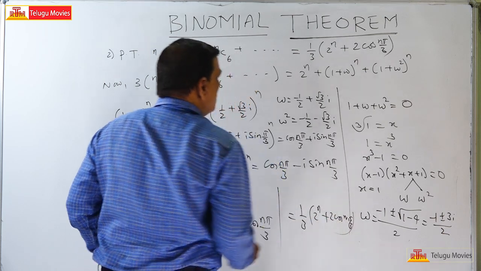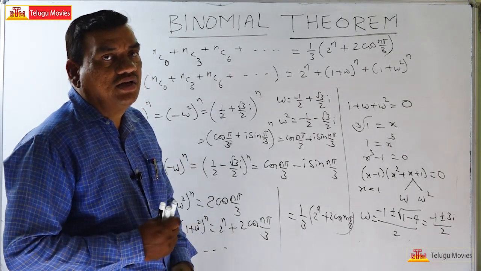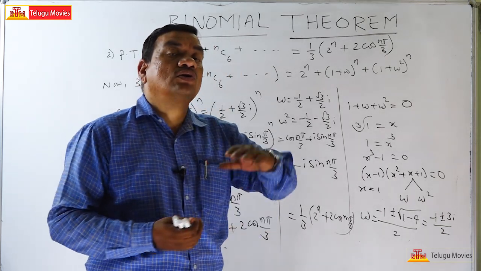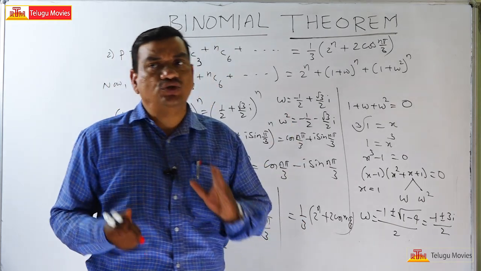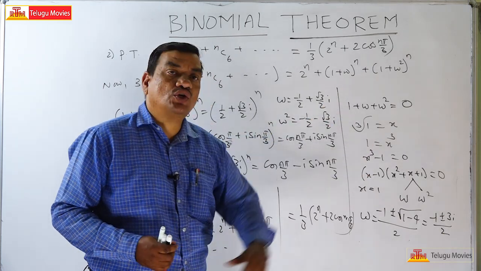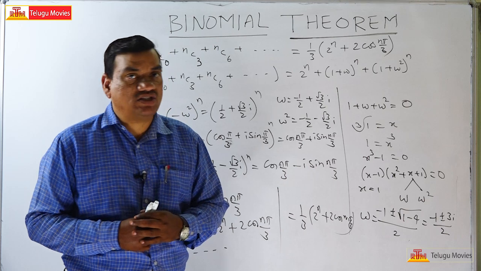See here, students, this type of problem you get in our JEE Mains exam. So this is a problem of both complex numbers and the binomial theorem. To solve this problem, you should have complete knowledge of cube roots of unity, omega square, binomial theorem expansions, everything.